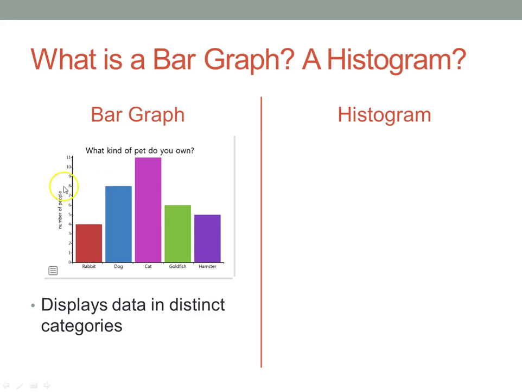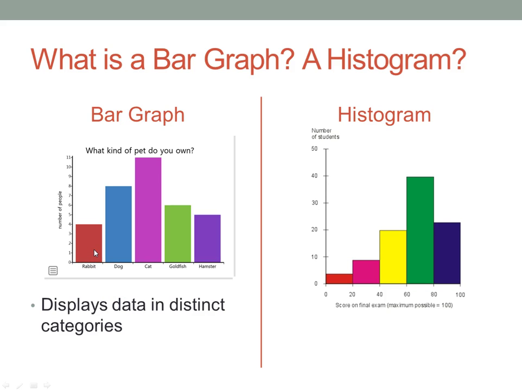For dogs, it would be 8 people. It's a pretty small sample set here, but this was the survey that was done. Cats, 11 people, and goldfish, 6 people. So you can see the bar graph displays the data where each category is its own bar.